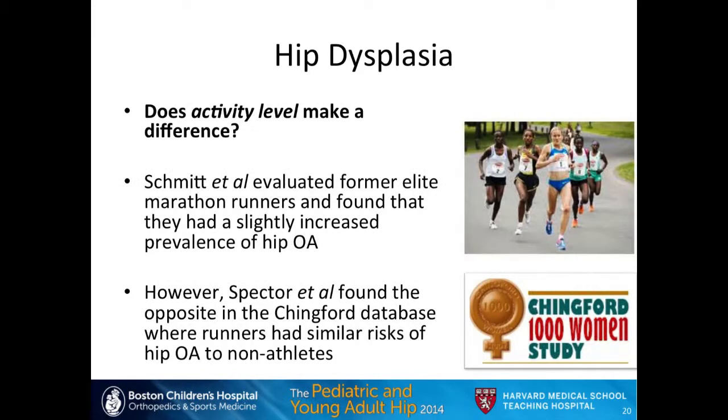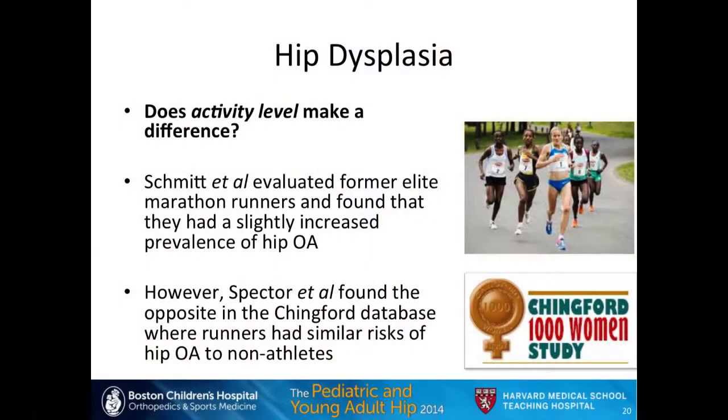So what about the question of activity level? Does that make a difference? Schmidt looked at this, evaluated former elite marathon runners, myself not included in the study. But you see a local bred person here on this image to the right, found that they had slightly increased prevalence of hip OA in this study. However, this data is not entirely clear, and I think this gets down to some of the individuality of the disease process, where Spector looked at over 1,000 women in the Chingford study group in England. He found the opposite, where basically he thought that runners had similar risks of hip OA to non-athletes. And again, his study was looking at OA specifically on X-ray, not necessarily who went on to total hip replacement.